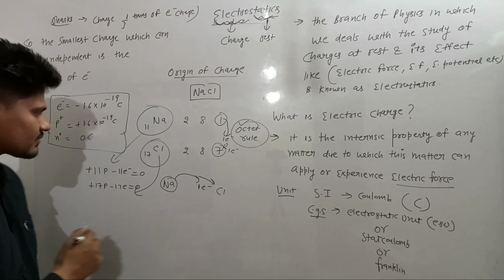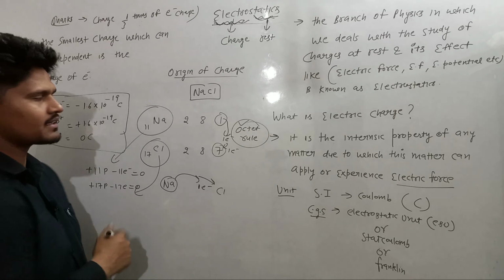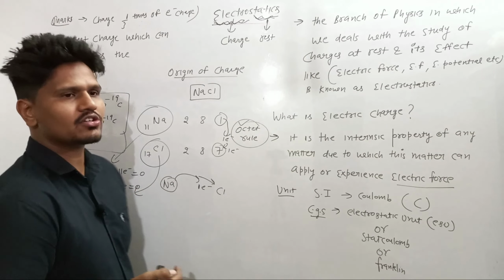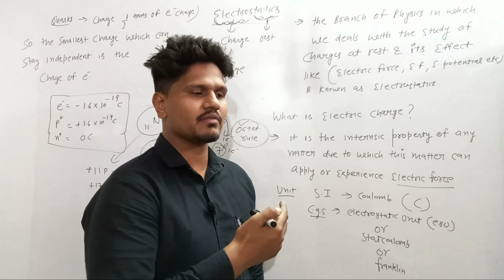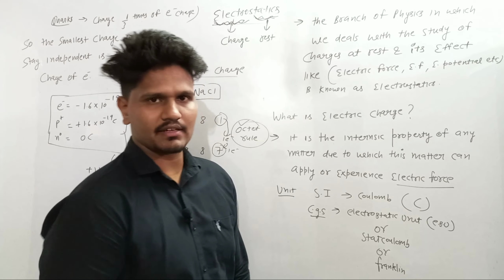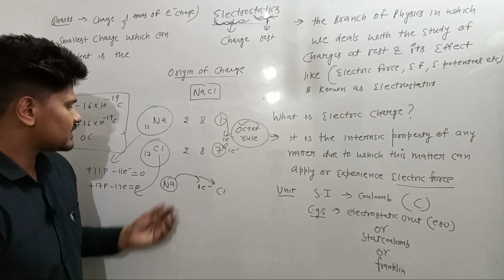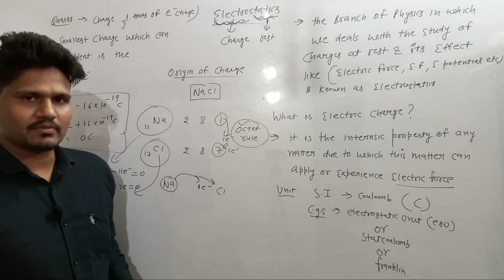So as atoms want to gain stability, for that there is a rule, the octet rule. If atoms have 8 electrons in their last shell, they are more stable, like the noble gas configuration they will attain, so they will become stable. So in order to gain stability, sodium wants to lose 1 electron.